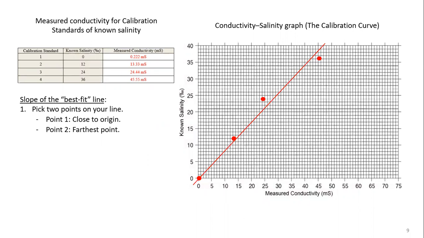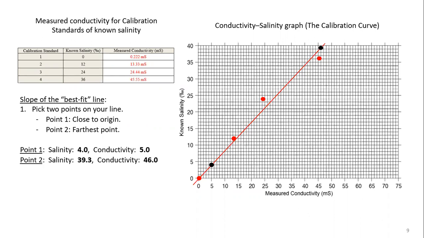Next, we will calculate the slope of the best fit line. First, pick 2 points on your line. Point 1 should be close to the origin, and point 2 should be a farthest point from the origin. Then record the coordinates of your 2 points.